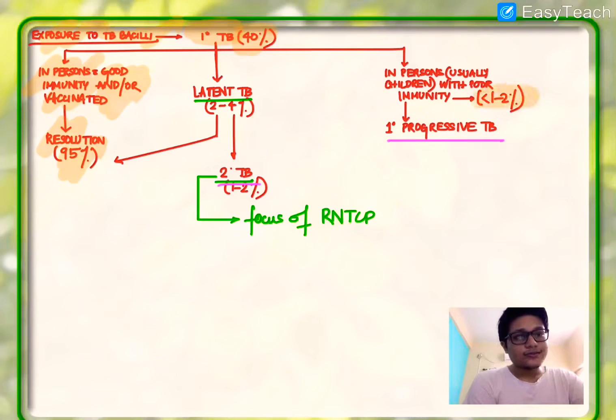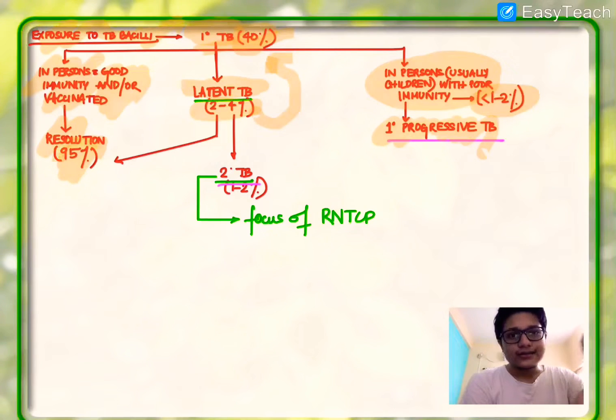In less than 1 to 2% of cases, and this especially concerns children in the pediatric age group, they will lead to a condition known as primary progressive tuberculosis. And in a very small fraction as well, approximately 2 to 4% of cases. Mind you, this 2 to 4% is a part of this 40%. Okay, it's not the whole Indian population I'm talking about, it's the 40% who have been exposed. Of them, 2 to 4% will land up in this latent TB form. This 95% and this 1 to 2% is also a part of this 40%.